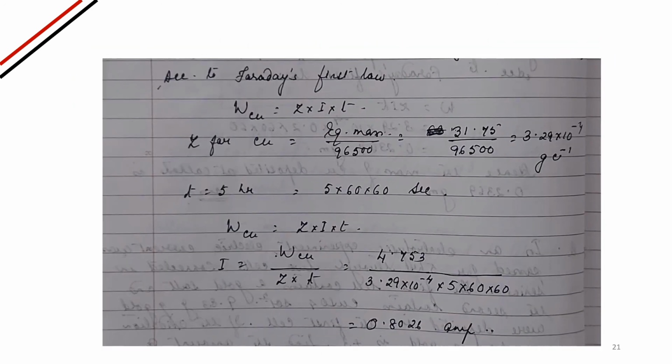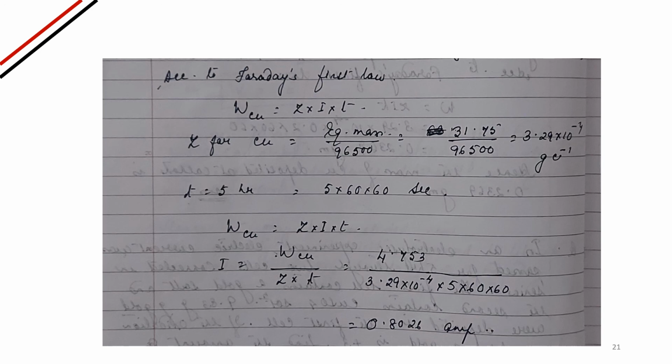So we have already got the first part, that is the amount of copper deposited. Now you have to find out the current passing. For that, you have to go back to the first formula, W is equal to ZIT. So W copper is equal to ZIT. Time is given, that is 5 hours, so it is 5 into 60 into 60 seconds. But we don't know the value of Z.